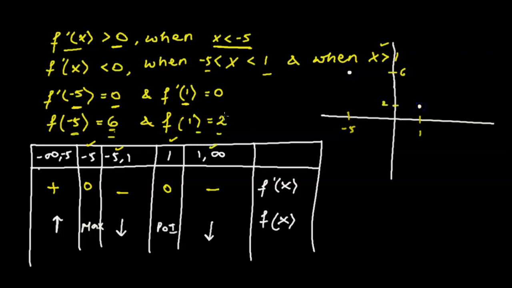Before -5, the function is increasing, so it's going like this. Then after that, it is decreasing, and it keeps decreasing, showing us the point of inflection at (1, 2). And this is how we would get the sketch of the function f using the given information.